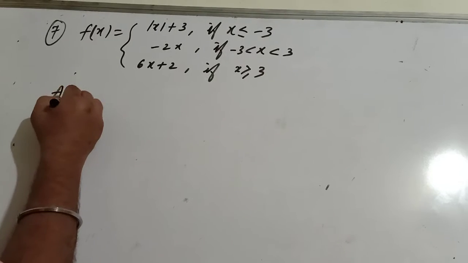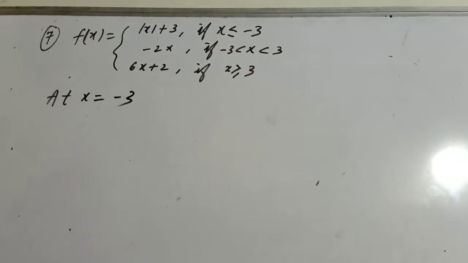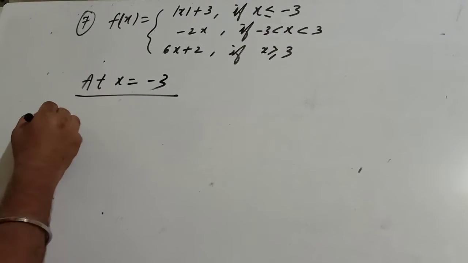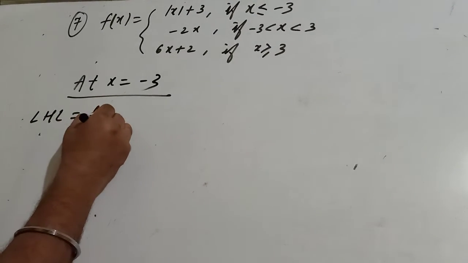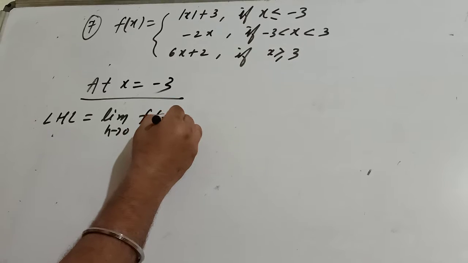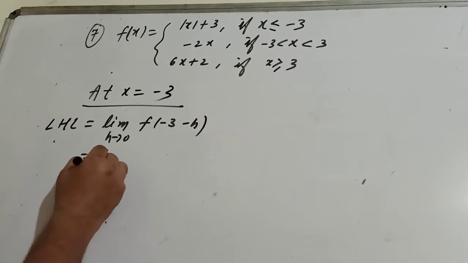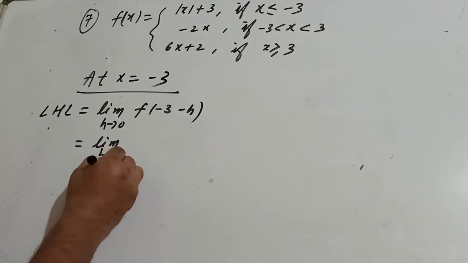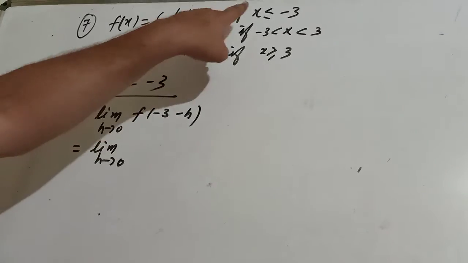So at x equal to minus 3, first of all, we'll find LHL. What will be the formula? A, the value of A is minus 3. So f of minus 3 minus h. So limit h tends to 0, minus 3 minus h. This function will be taken.